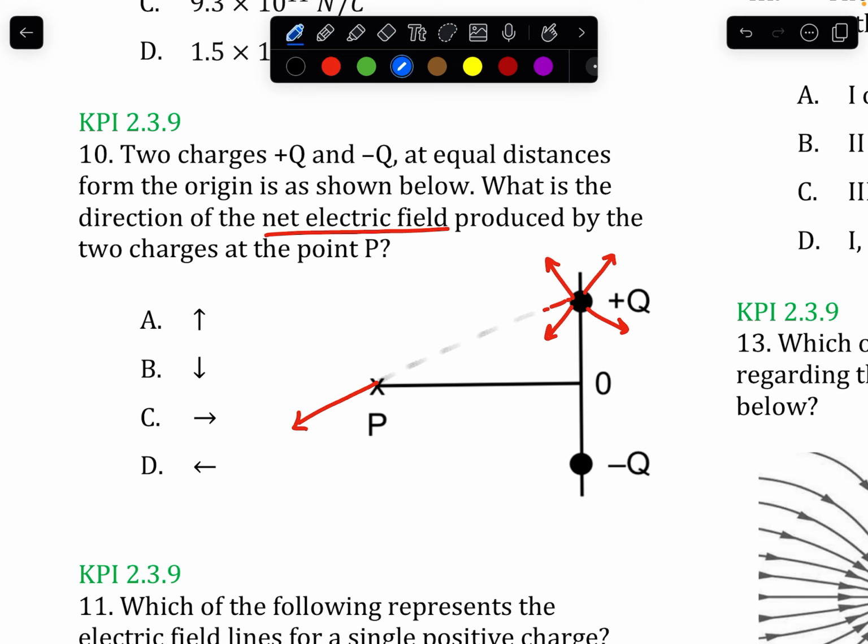Now the second one, along this line, it is a negative charge, so it will produce an inward field. Especially along this line, it will produce an inward field. So the resultant of these two will be downward. So the net will be downward.